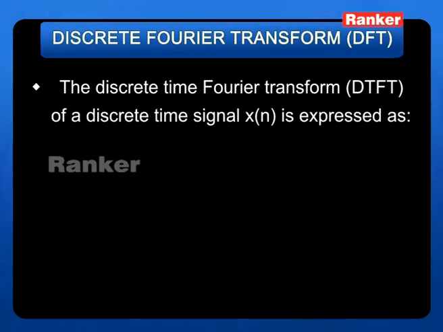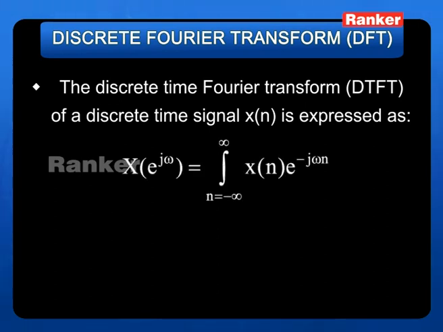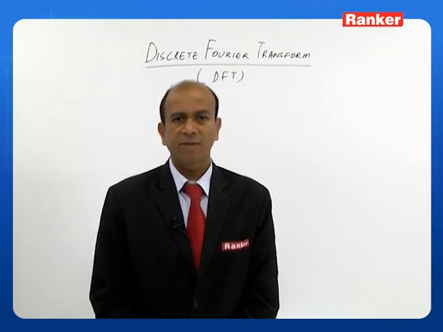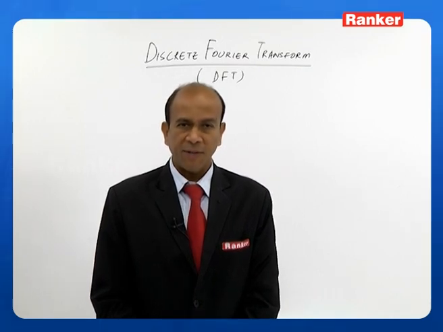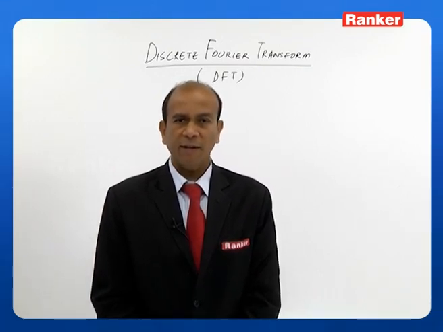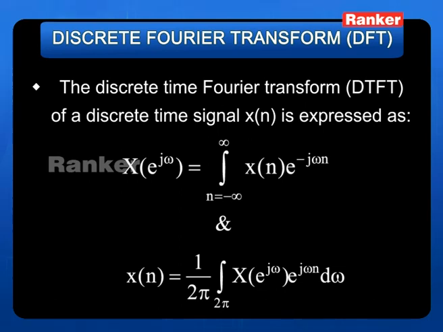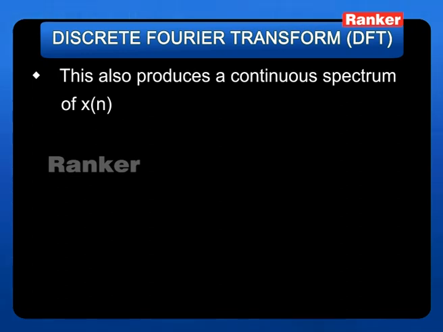Now when I look at the discrete time Fourier transform of a discrete time signal like x of n, X of e to the power j omega is given by the summation from minus infinity to plus infinity of x of n e to the power of minus j omega n. This is how we get a discrete time Fourier transform. Again, the point that is very clear is that the summation is from minus infinity to plus infinity, so the terms we get are continuous in terms of omega, that is, frequency. Whereas you can still calculate x of n, the inverse discrete time Fourier transform, given by 1 by 2 pi integral of X of e to the power j omega e to the power j omega n d omega. So this also produces a continuous spectrum of x of n.